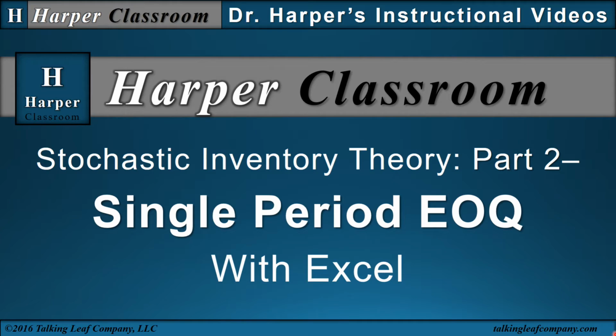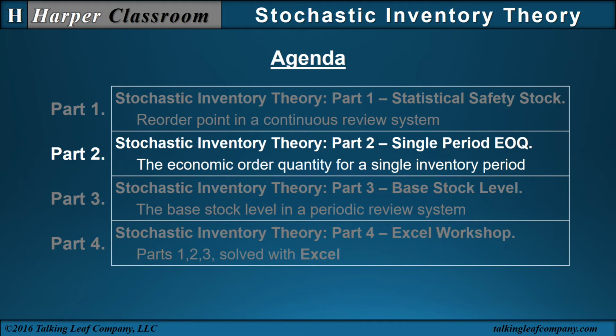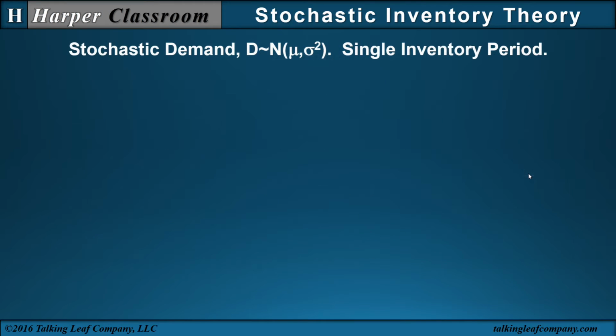I'm Dr. Harper. This video is on Stochastic Inventory Theory Part 2, Single Period EOQ with Excel. This is Part 2 of a 4-part series, and this single period EOQ is the economic order quantity for a single inventory period. So let's start with a stochastic demand, which follows a normal distribution with a mean mu and a variance sigma squared. And we have only a single inventory period.